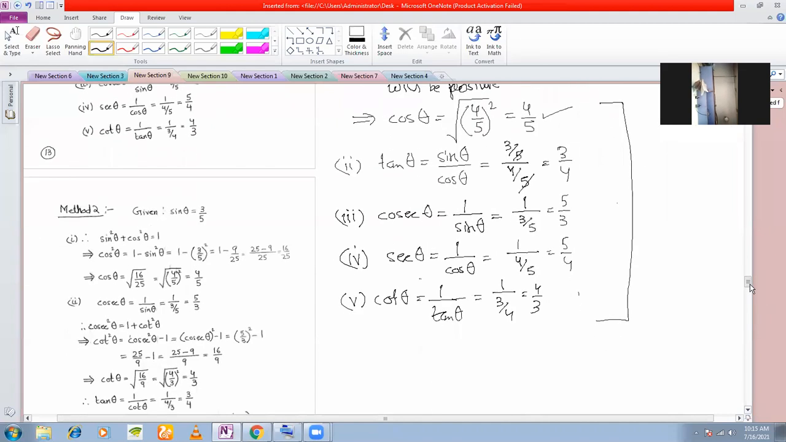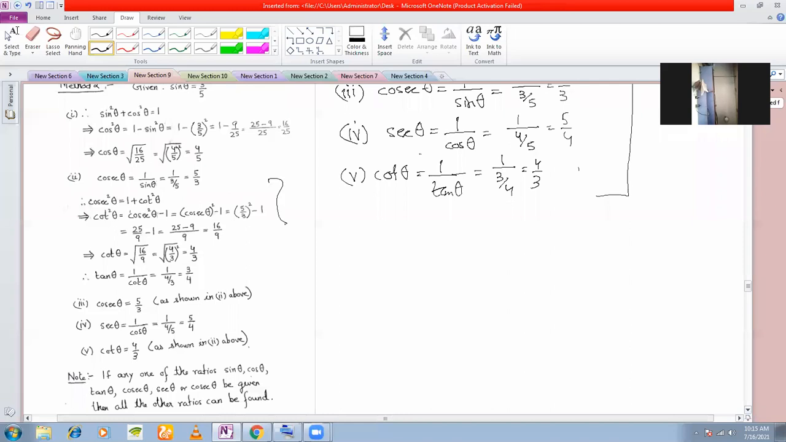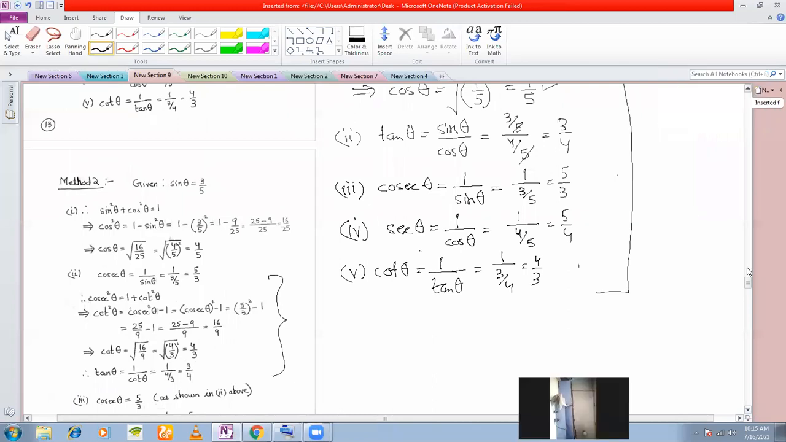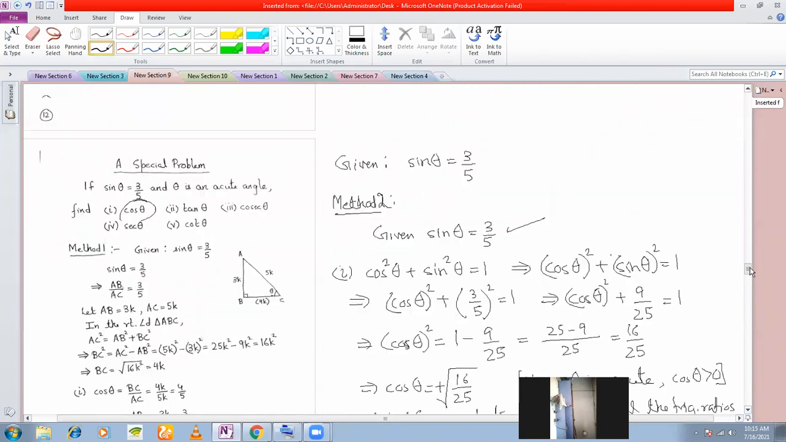Now here I have also used some other identities. You can check this method, the one in the note that I have given you, also by using cosec square theta is equal to 1 plus cot square theta. So that is why I told you there are at least 4 to 5 ways of doing this problem. I've shown you 2 ways.